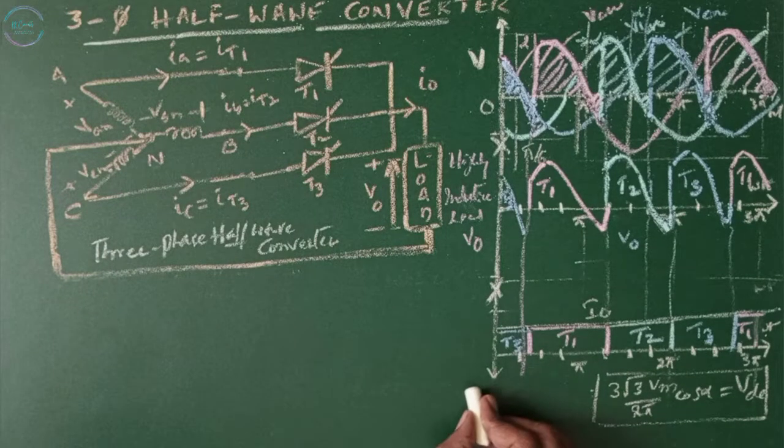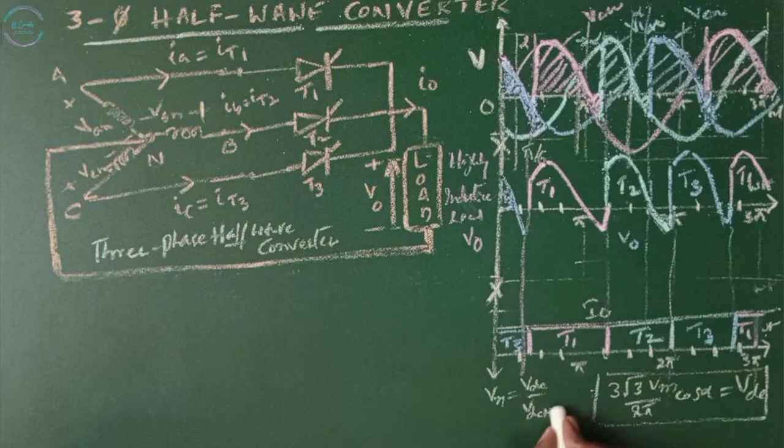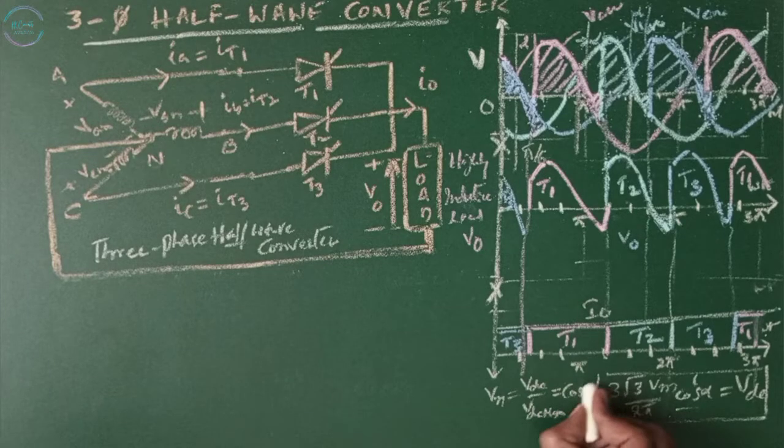Now the normalized voltage is given by VDC divided by the maximum value of VDC. The maximum value of VDC is when cos alpha equals 1, that is 3 root 3 Vm by 2 pi. Then dividing by 3 root 3 Vm by 2 pi, the normalized voltage is given by cos alpha.